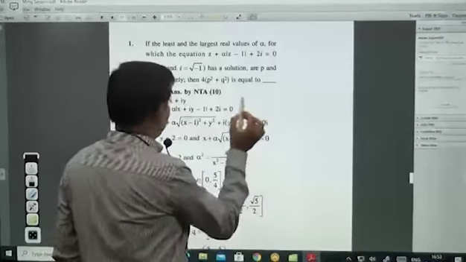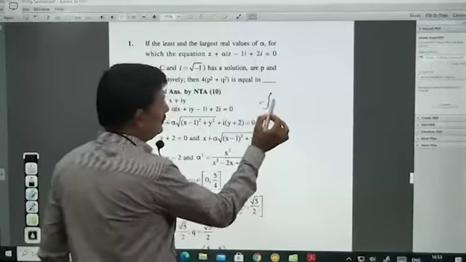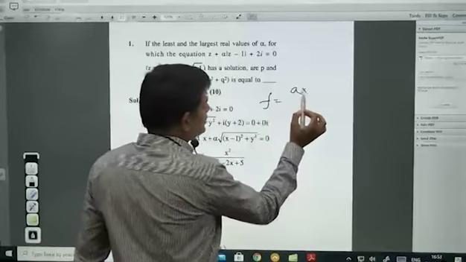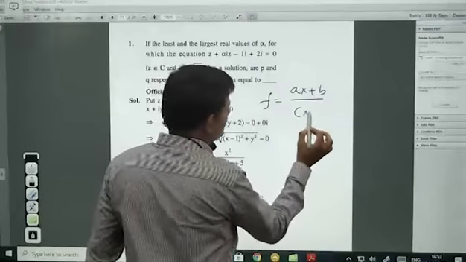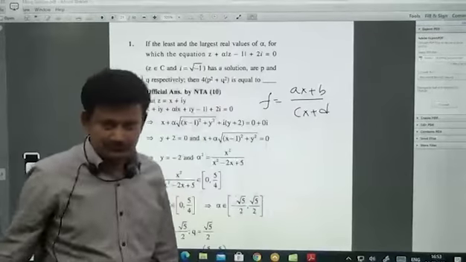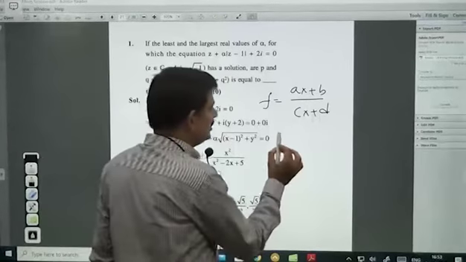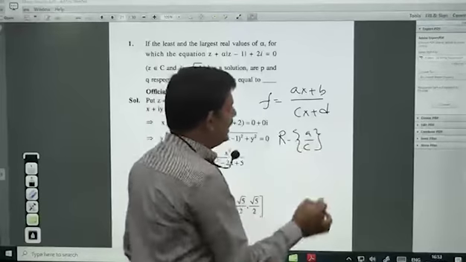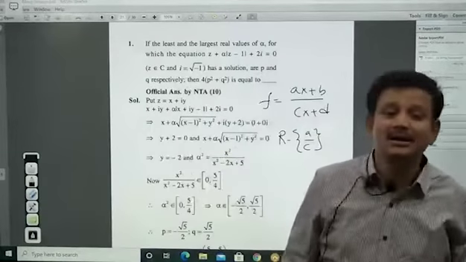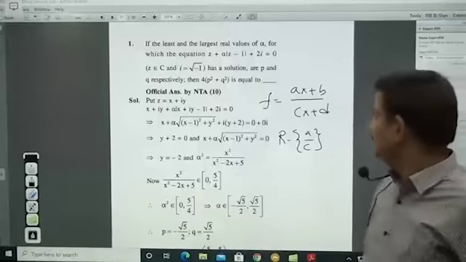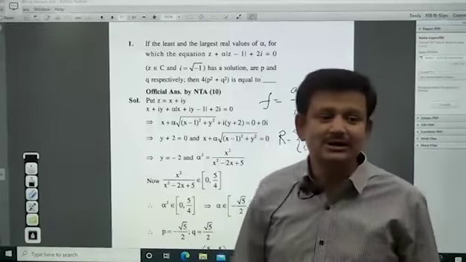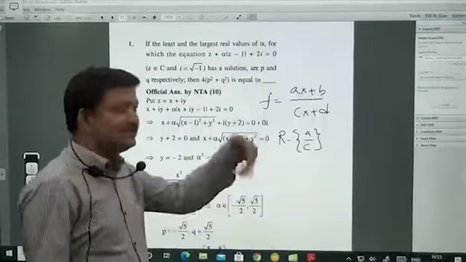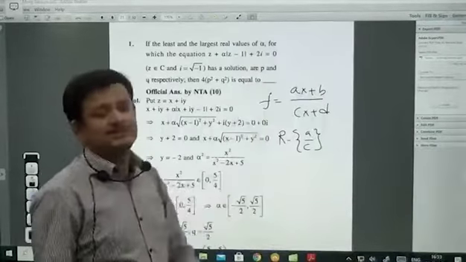Range of f equal to ax plus b by cx plus d, a standard linear function. This will be what? R minus a by c, unless there is some cancellation happening, that is, AD is not equal to BC. Range of this will be how much? If cancellation happens, it becomes a constant function, then the range will only be a by c.